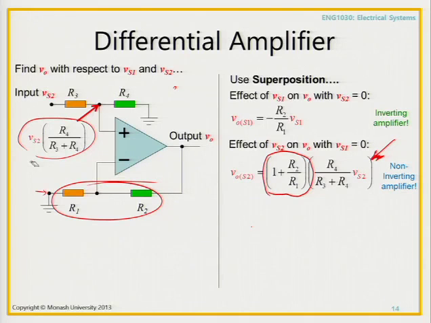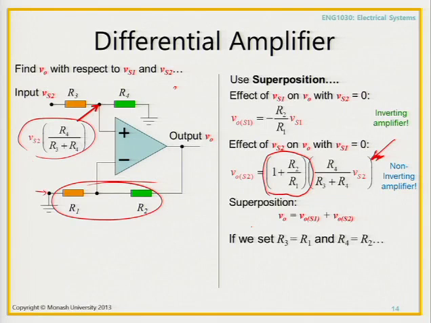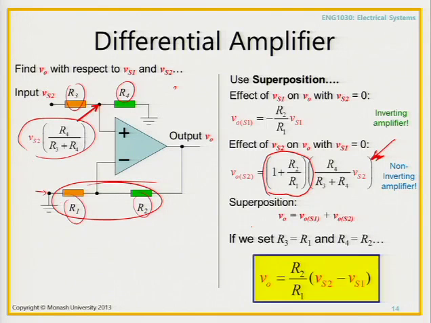And so, what does this mean at the end? Well, it means that superposition allows us to add these two voltages, V out due to S1 and V out due to S2, together. And if we happen to set R3 equals R1 and R4 equals R2, so we make the two green ones the same and the two orange ones the same, then the output will be simply this nice equation here. The output V out will be equal to R2 over R1 times the difference between VS2 and VS1.